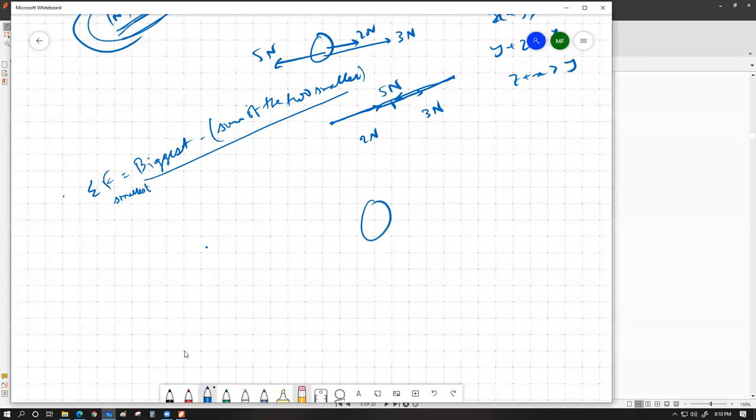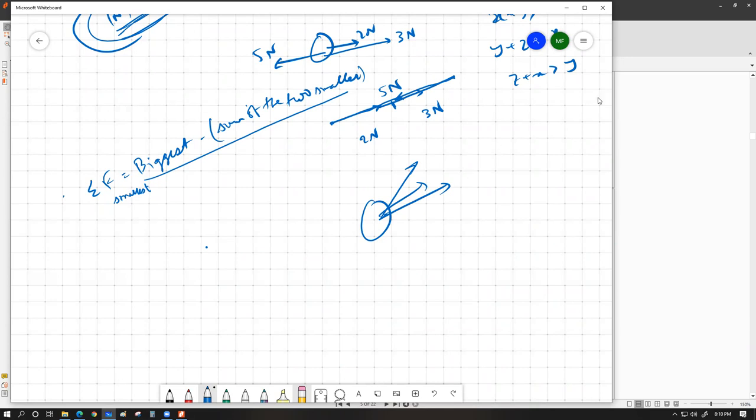We have an object like this. Let's say three forces are working in this manner. You have three different values over here. You can never expect the result of these two forces to be zero. For the three forces to produce equilibrium, they have to somehow balance each other out. That's where you can get a resultant of zero, or an equilibrium situation.